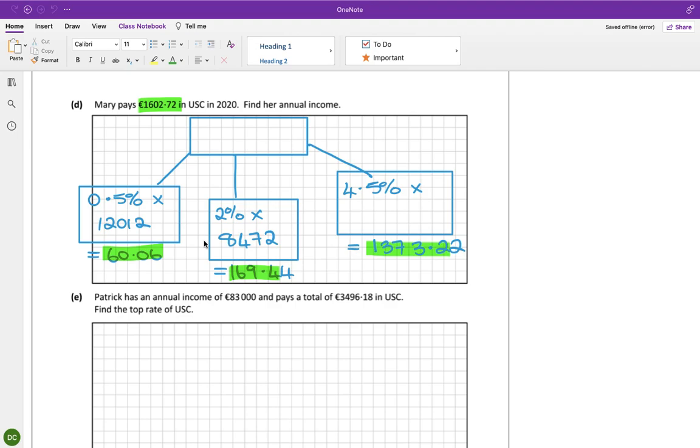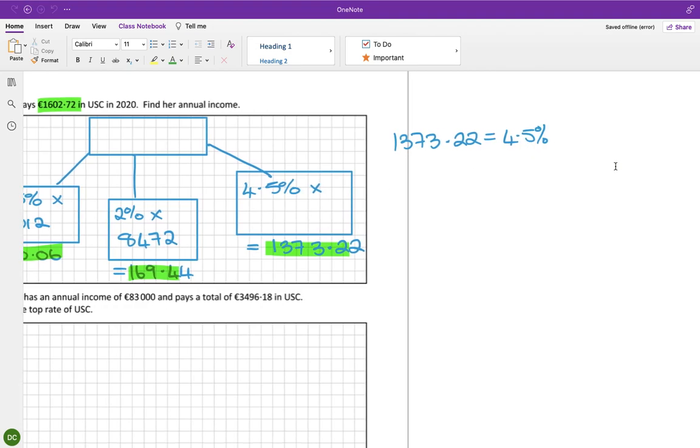Now, this is what makes this bit tricky. 1373.22 is 4.5%, because that's what this says. 4.5% of something we don't know equals this. So this is 4.5%, and I just need to work out what 100% is.